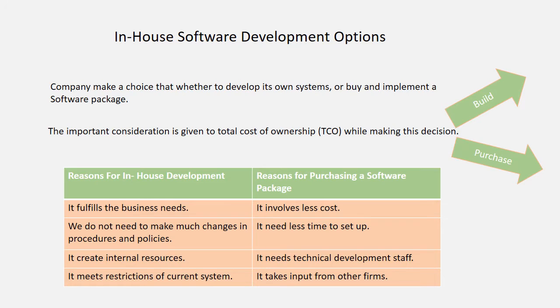In-house software development options. A company makes a choice whether to develop its own system or buy and implement a software package. The most consideration is given to the total cost of ownership while making this decision. The reasons for in-house development can be: it fulfills the business needs, we do not need to make many changes in the procedures and policies, it creates internal resources, and it meets restrictions of the current system.